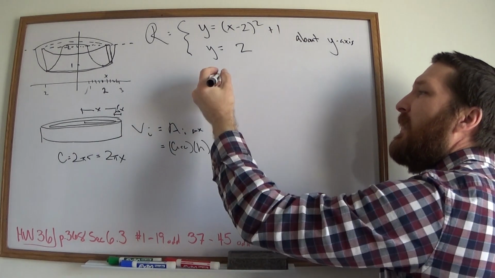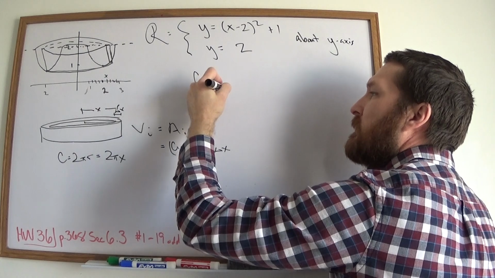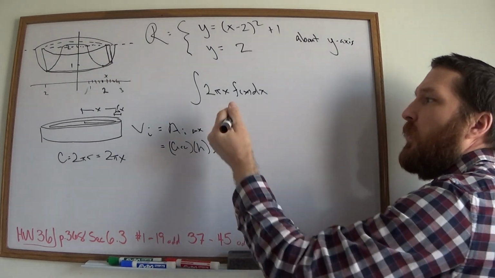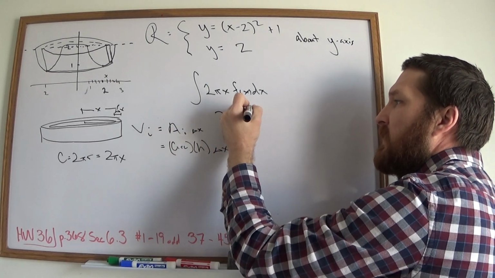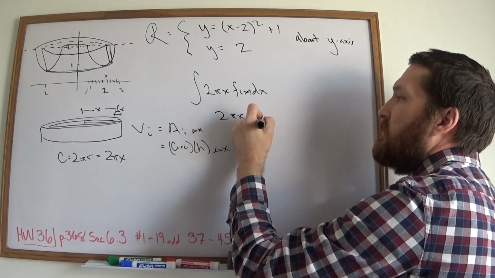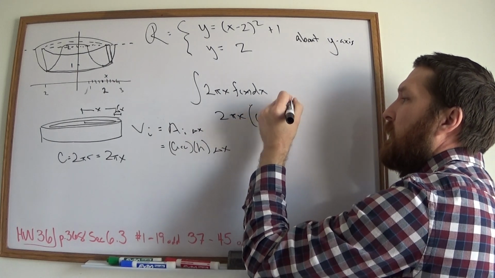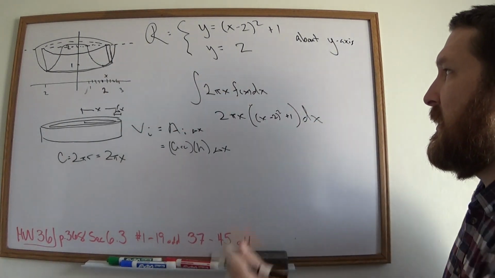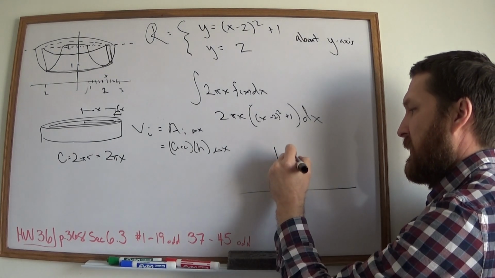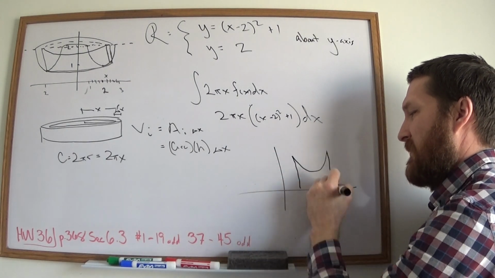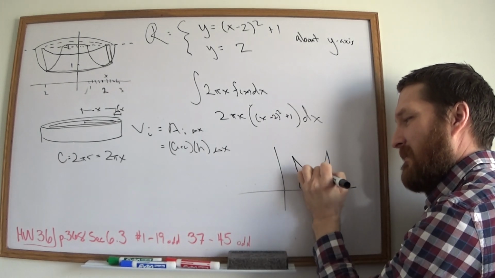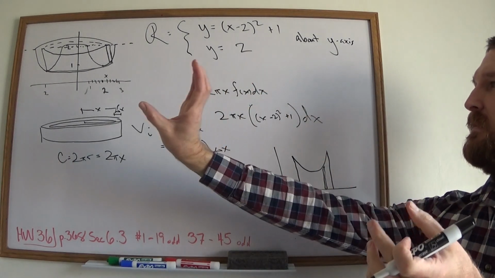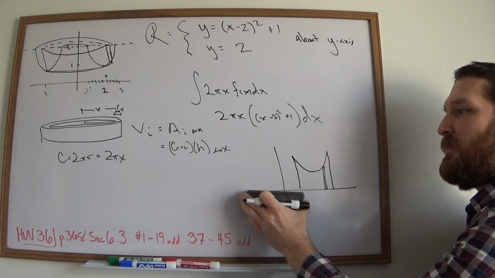If you just plug in, now you could see what I mean. If you said, oh, cylindrical shells is this, that's a cylindrical shell. So I'm going to go 2 pi x times f of x, which in this case is x minus 2 squared plus 1, dx. What you've just calculated was the height from here to here. This would be the cylindrical shell you'd get if you had done this bit right there. That is that height right there, and it would be the bottom of this thing. That's not what we're interested in.